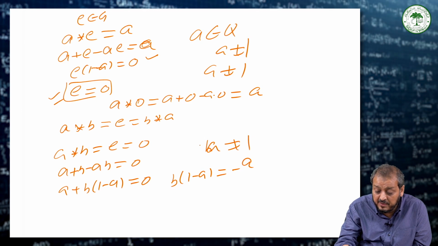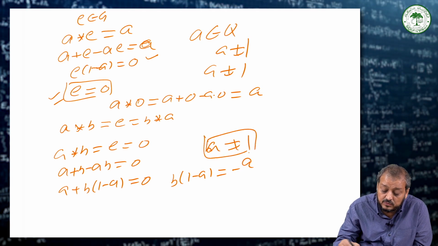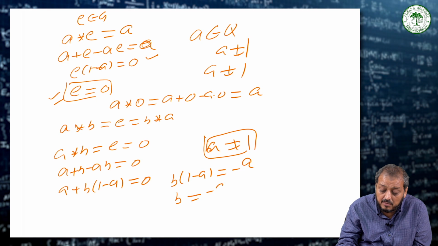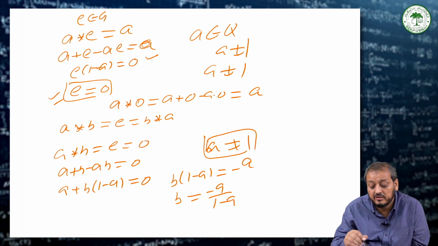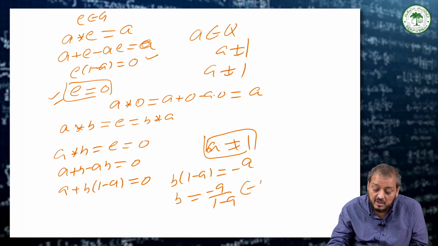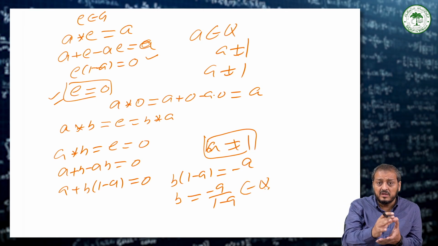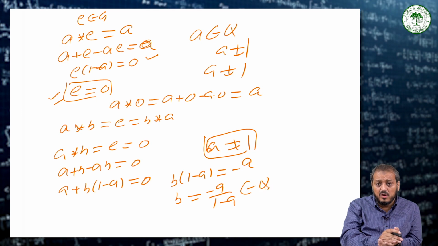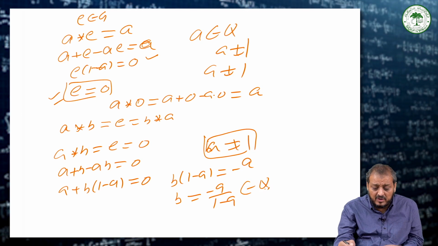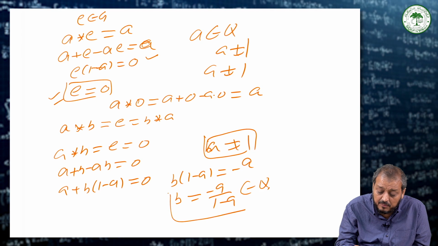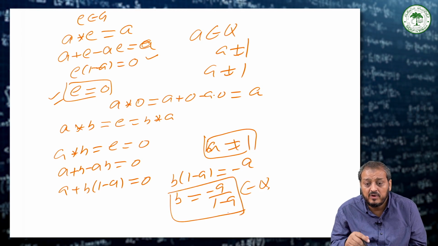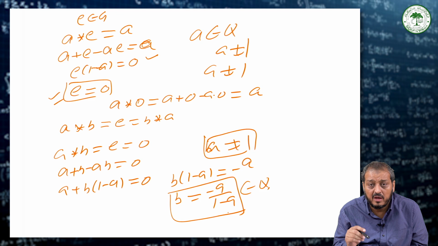So if A is not equal to 1, then B can be written as minus A upon 1 minus A, which is defined, and this is again some rational number. So if A is an element of the set Q, then the inverse of this element, B equal to minus A upon 1 minus A, is the inverse of A in this set.